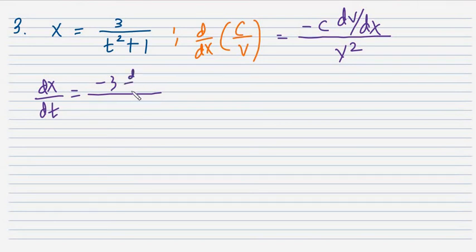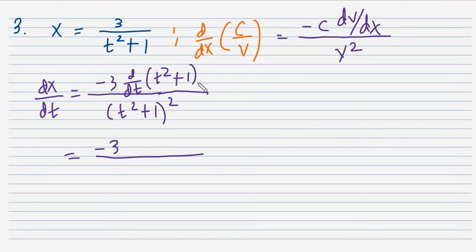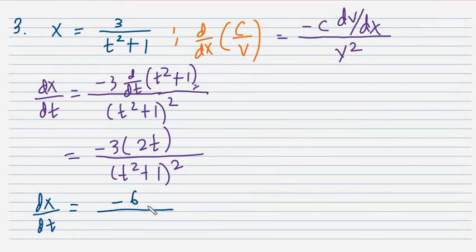So negative 3, then the derivative of t squared plus 1 with respect to t, all over t squared plus 1 quantity squared. So what is the derivative of t squared plus 1? It is simply 2t, all over t squared plus 1 squared. Simplify your answer, and you will arrive at the final answer of the problem, which is equal to negative 6t over t squared plus 1 quantity squared.